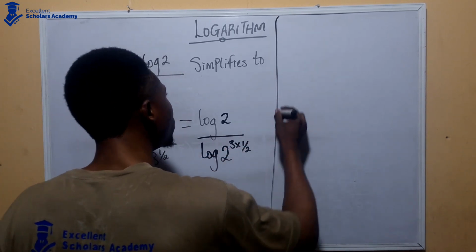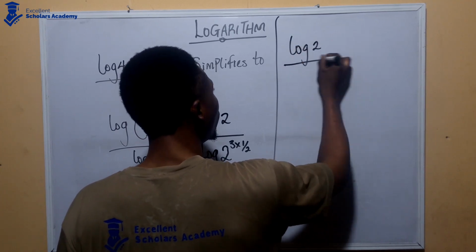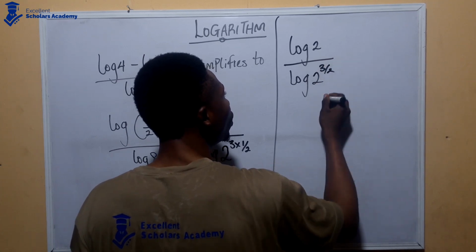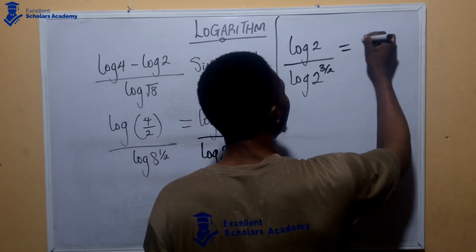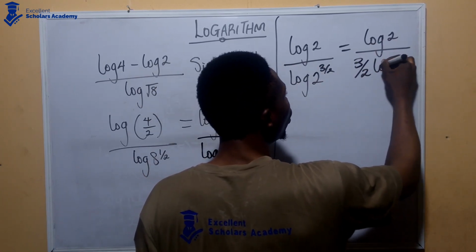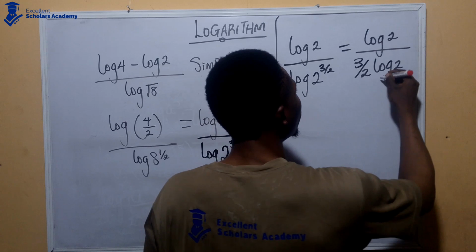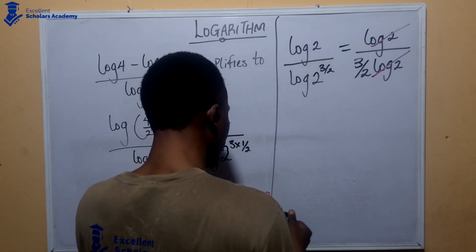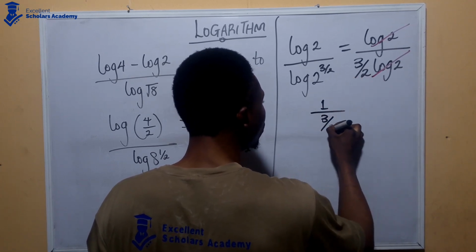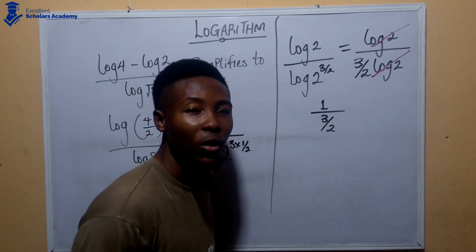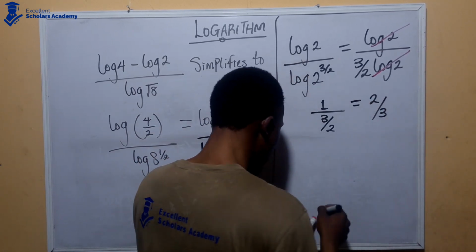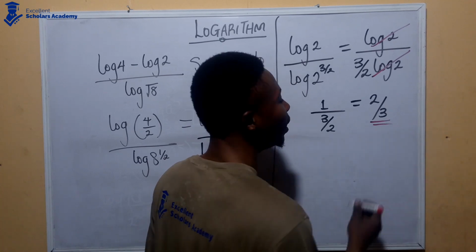Right? So this becomes what? This becomes log 2 over log 2 to the power of 3 times 1 over 2. That gives us 3 over 2. Now this can come behind, and it becomes log 2 over 3 over 2 log 2. Now if you notice, log 2 can take away log 2 from here. So you're going to be left with 1 over 3 over 2, and 1 over 3 over 2 means the inverse of 3 over 2. And what is the inverse of 3 over 2? The inverse of 3 over 2 is simply going to give us 2 over 3. So 2 over 3 is going to be our final answer.